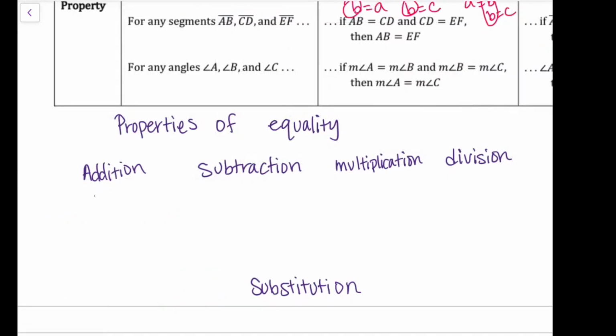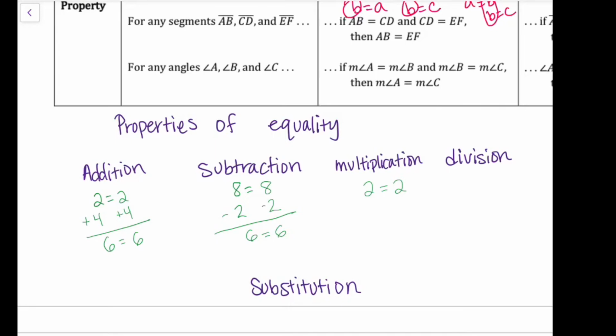Let's review real quick these properties of equality. Addition property: if I had 2 equal to 2, and I added the same number to both sides, I would get 6 equals 6. And notice those two numbers are still equal. If we add the same thing to something that's equal on both sides, it will still be equal. The same thing works for subtraction. If I start out with 8 equals 8 and I subtract 2 from both sides of the equal sign, I get something that is still equal.